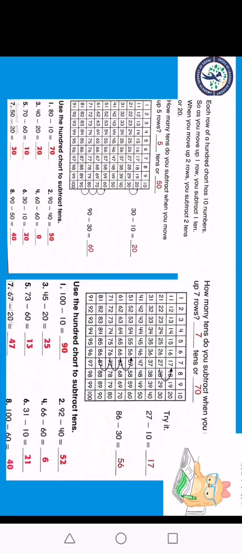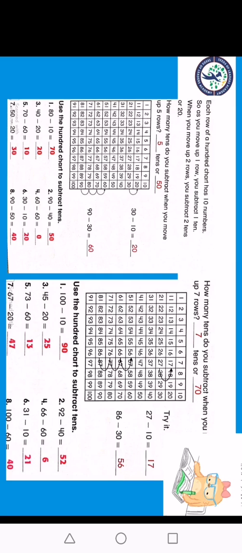Let's do the same with 90 minus 30. We will be standing on the 90, going up 1 ten to the 80, 2 tens to the 70, and 3 tens to the 60. So the answer will be 60.